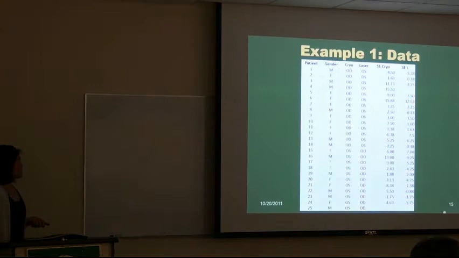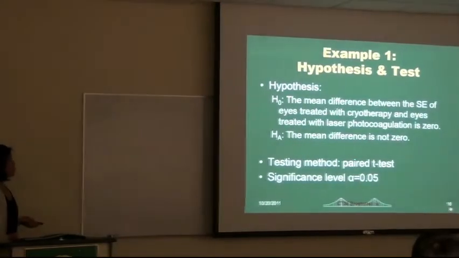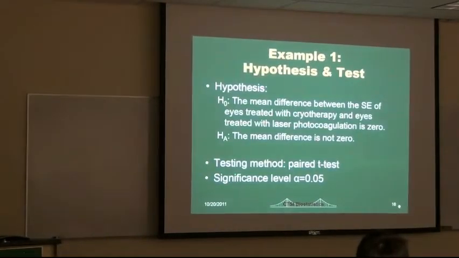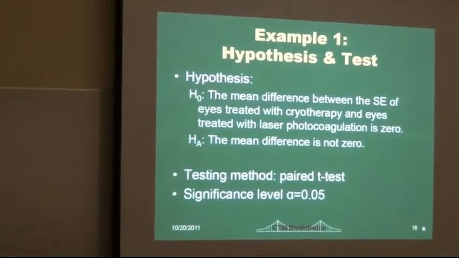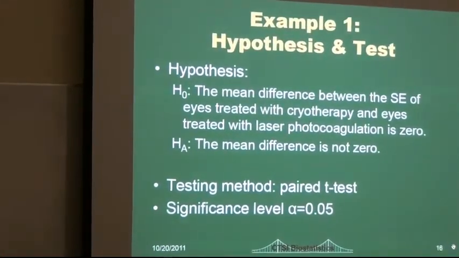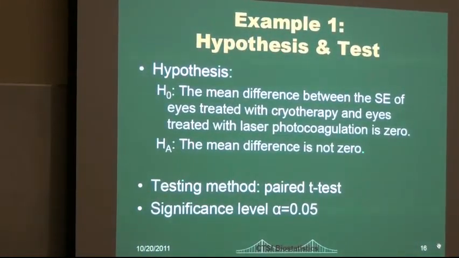Yeah. So here's the data again. And the hypothesis here is the mean difference between spherical equivalence of eyes treated with cryotherapy and eyes treated with laser photocoagulation is 0. And the alternative is the mean difference is not 0, right? So here we're looking at a two-sided test. And the testing method used for paired data with continuous measurement, and we can assume normality, is the paired t-test.